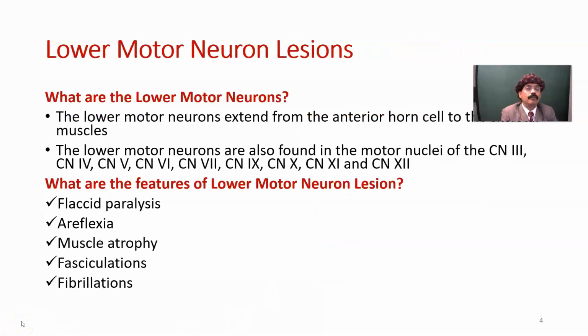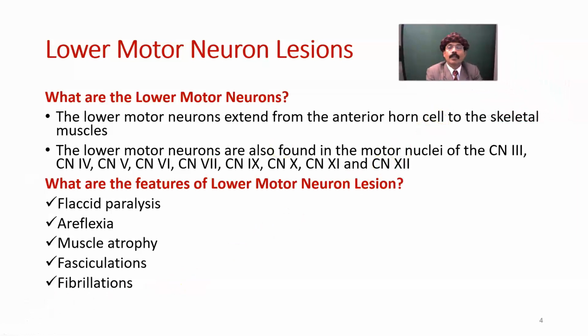So, lower motor neuron lesion. What are the lower motor neurons? The lower motor neurons extend from the anterior horn cell to the skeletal muscle. The lower motor neurons also include the motor nuclei of the third, fourth, fifth, sixth, seventh, eighth, ninth, tenth, eleventh, and twelfth cranial nerves. Okay, we don't include the optic and olfactory nerves. Those two are sensory nerves. We are dealing with the motor nerves or mixed nerves.